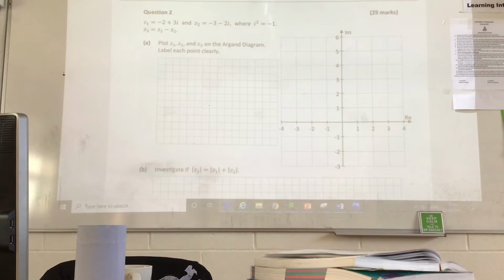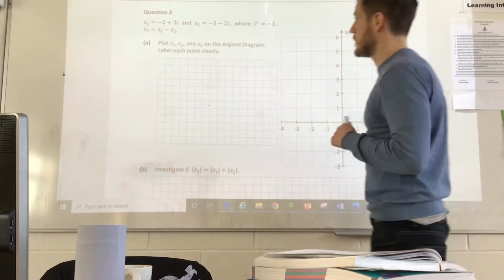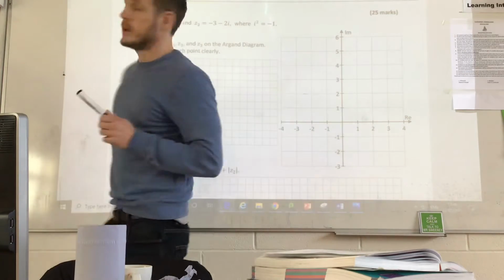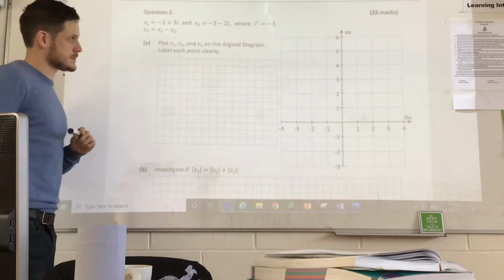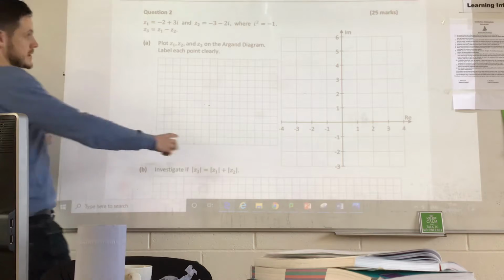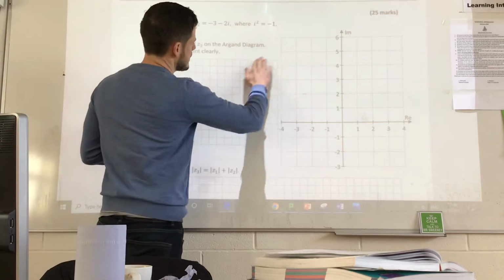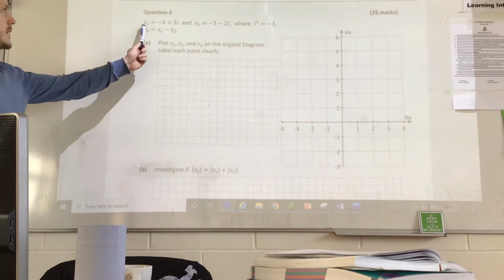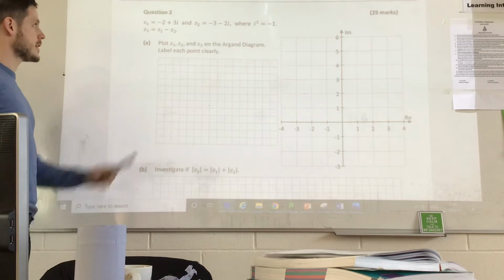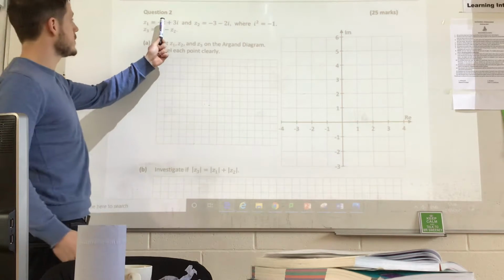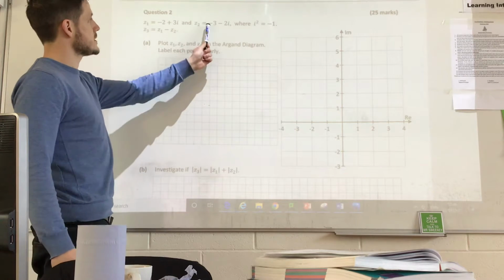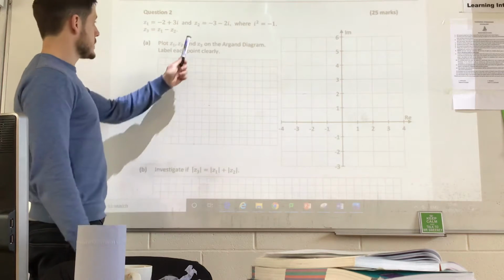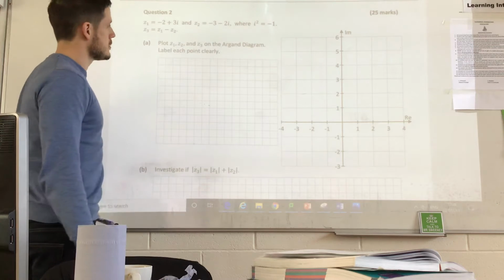Okay guys, so I'm going to have a little look at an exam paper question on complex numbers. Again, this is quite a typical exam paper question. I can't remember what year it is now, I'll find out. But it has z1 is equal to minus 2 plus 3i, so that's your real number and your imaginary number. z2 is equal to minus 3 minus 2i, so again, you have your real number and your imaginary number.